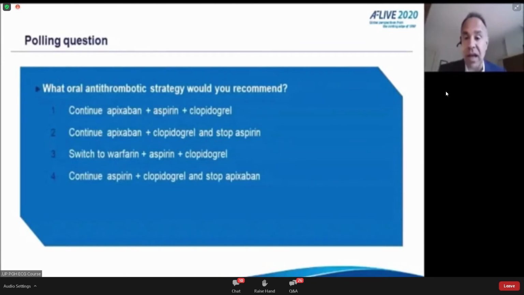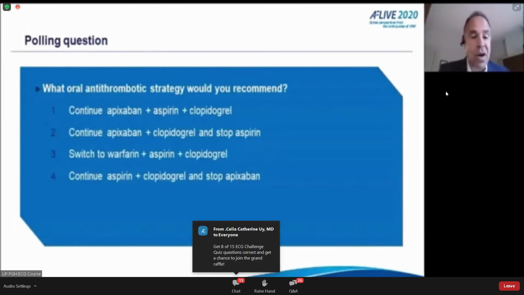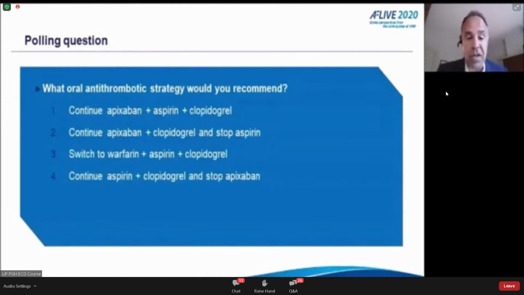And in the right hand panel, hopefully you can see the options as to the antithrombotic combinations and permutations that you might recommend in this individual. So she's already on apixaban, she's already on an oral anticoagulant, but she's had a stent placed, she's had an acute coronary syndrome, so the options are: number 1, to continue apixaban, aspirin, and clopidogrel, with the aspirin and clopidogrel having been given acutely for the PCI and the ACS.